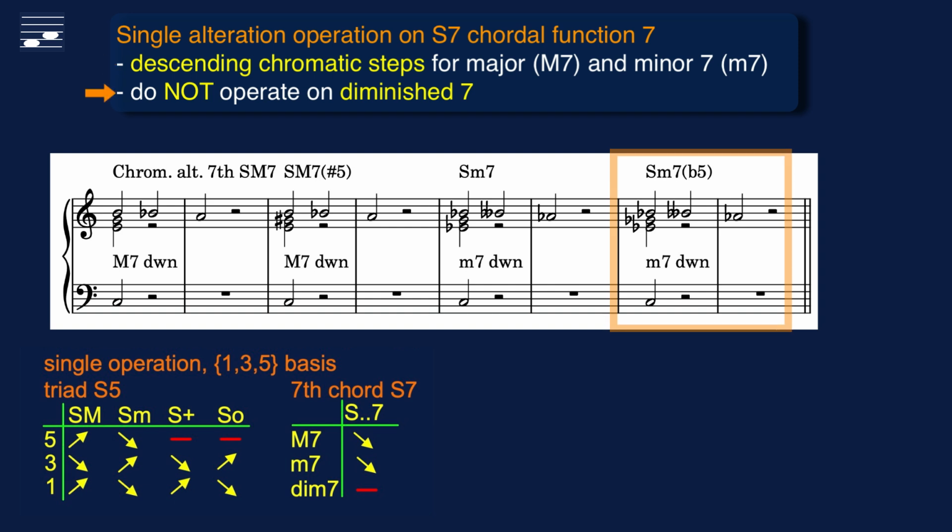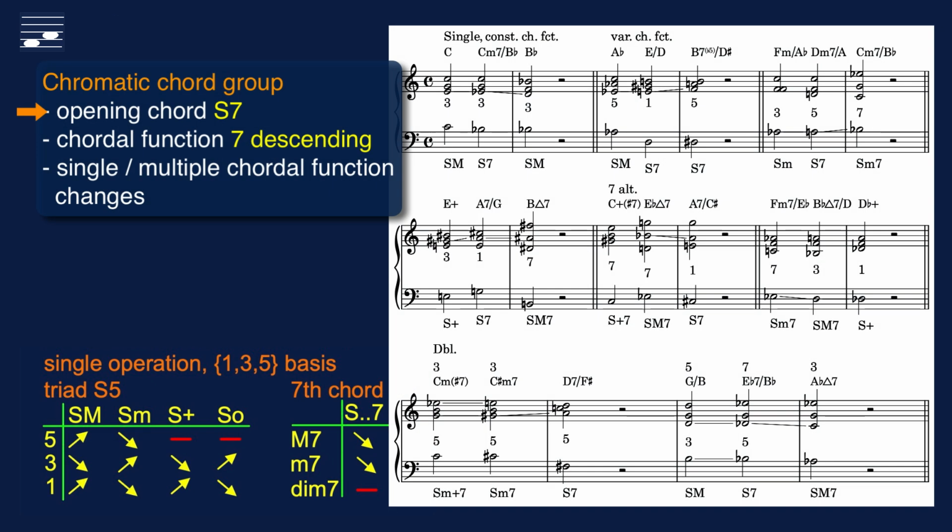Do not apply a chromatic operation to the diminished seventh. In the two examples of a chromatic chord group starting with the 7th chord, chordal function 7 is chromatically descending and you may use constant or variable chordal function changes.